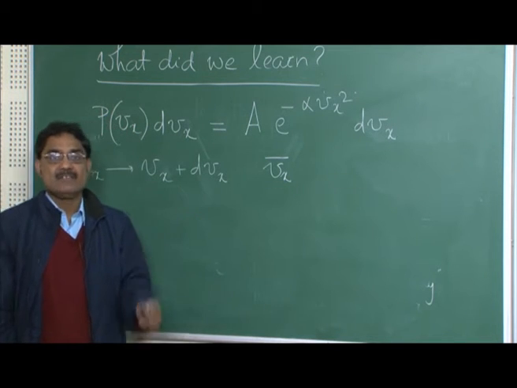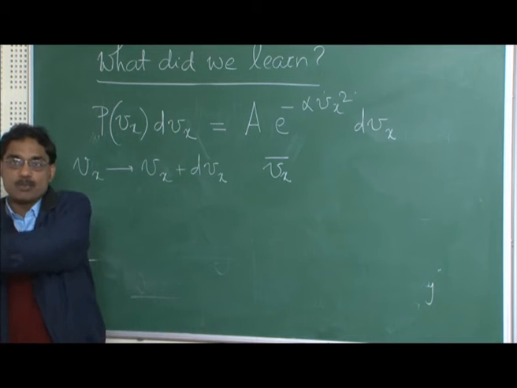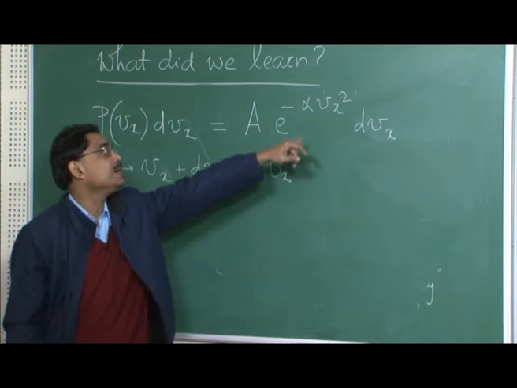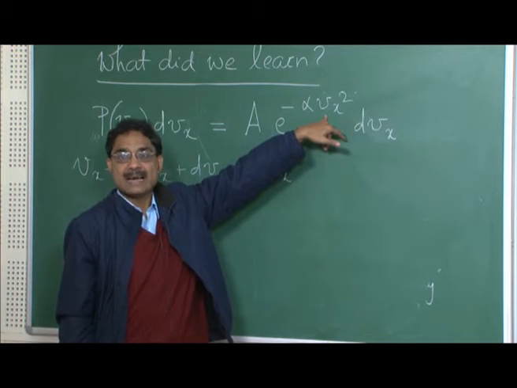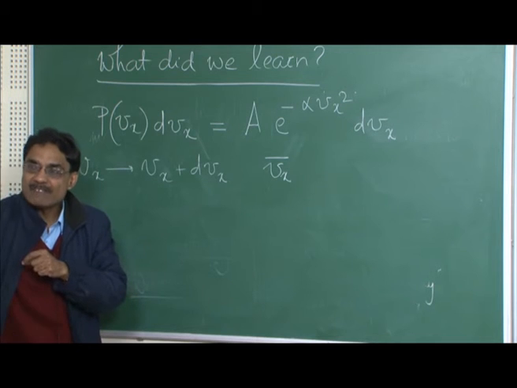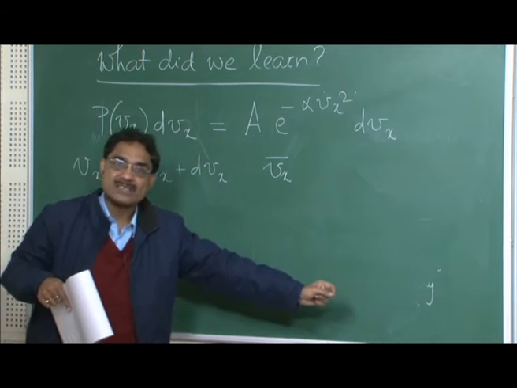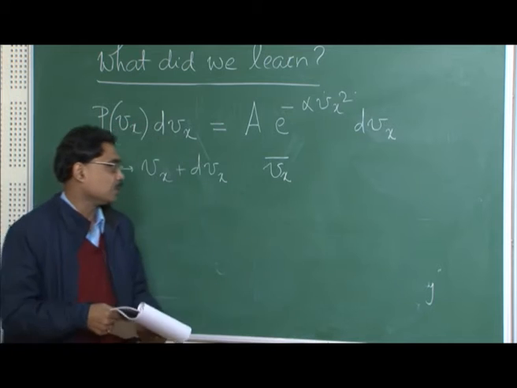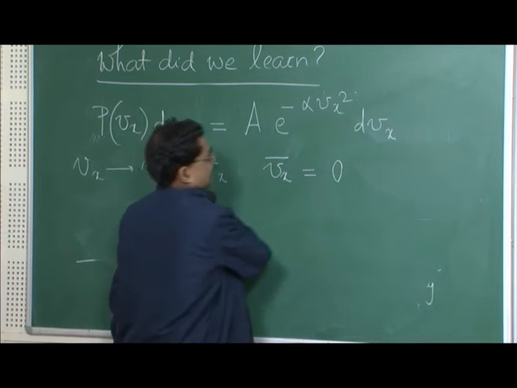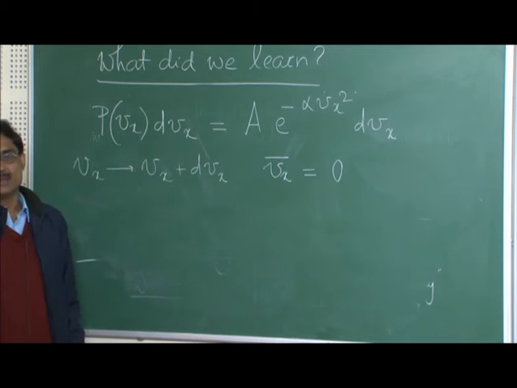Let us say Vx is plus 5 with appropriate unit or Vx is minus 5, the probability will be the same. That means it is equally probable to have positive velocity and negative velocity of the same magnitude. So, Vx average from this argument immediately is equal to 0.